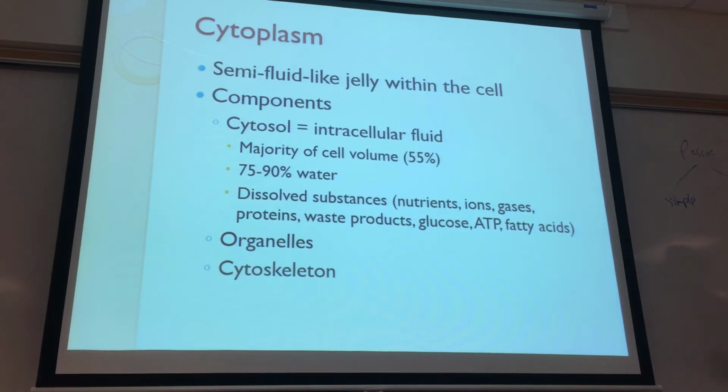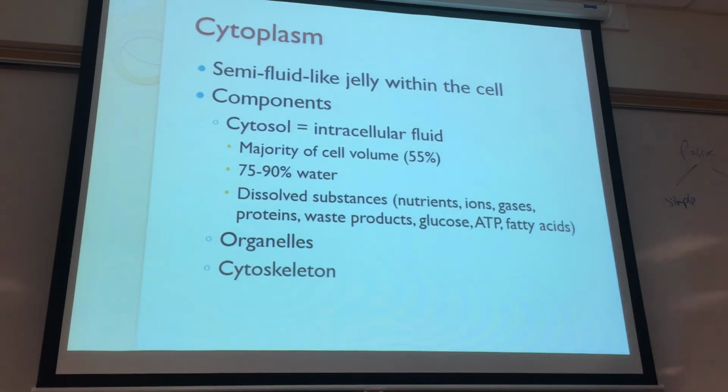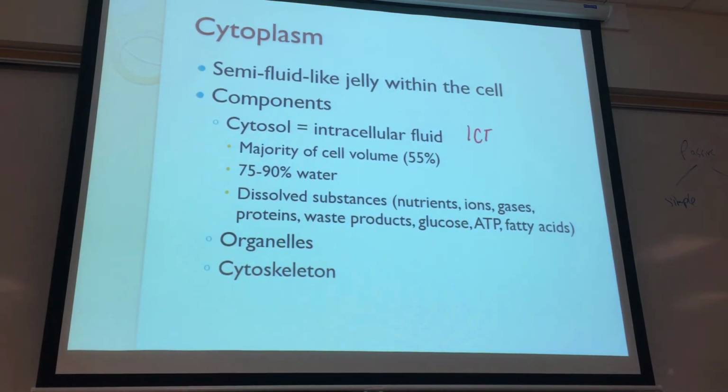So cytoplasm is basically everything underneath the cell membrane. It's the fluid-like jelly within the cell. Take apart that phospholipid membrane, and you have the cytoplasm. And within the cytoplasm, you're going to get cytosol, which is the intracellular fluid, or ICF, of which a majority of it is going to be water, 75 to 90% water.